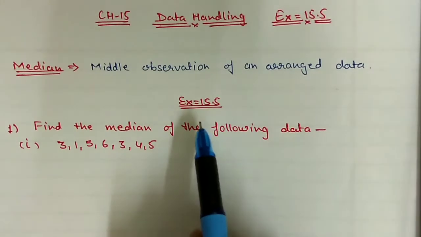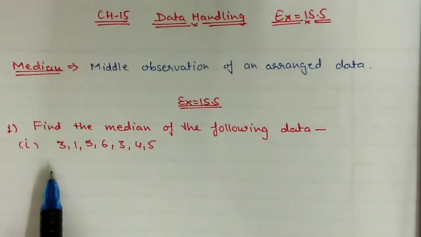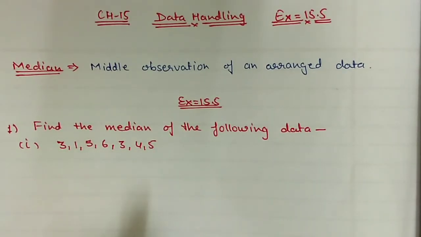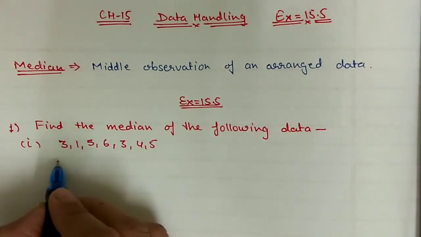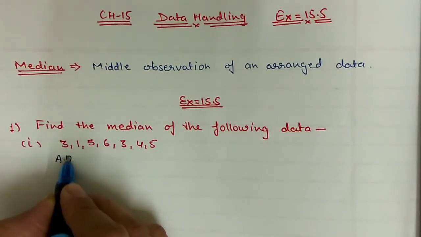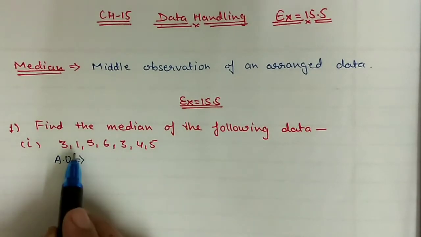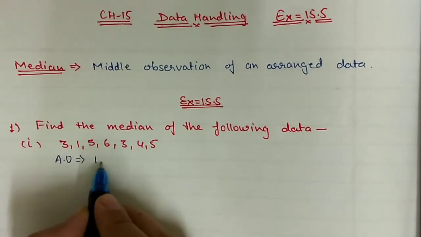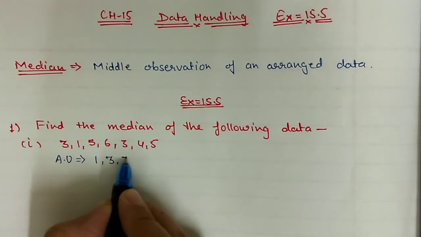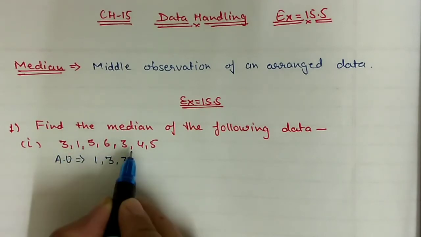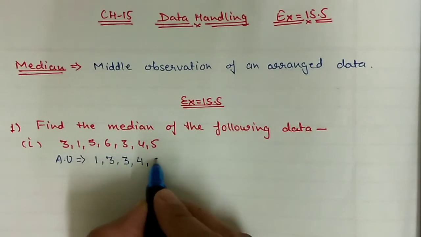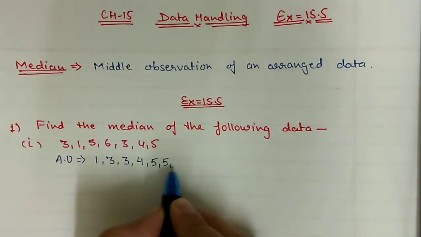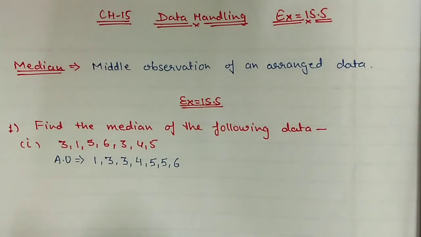Now we will start exercise 15.5. Question number 1. Find the median of the following data. So data is given here. First we will arrange this data in ascending order, small to big. So smallest number is 1. Then we have 3. 2 times 3 is there. After that we have 4. Then we have 2 times 5. And then 6.